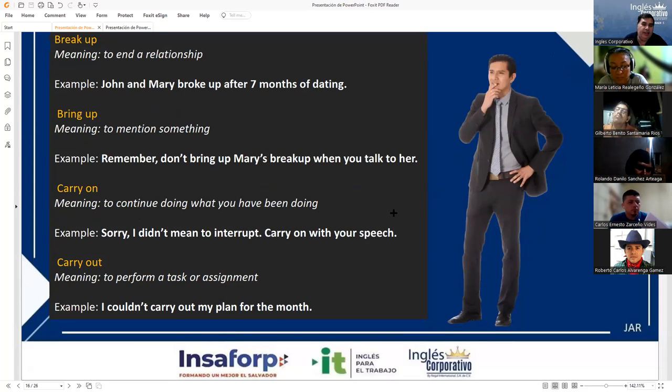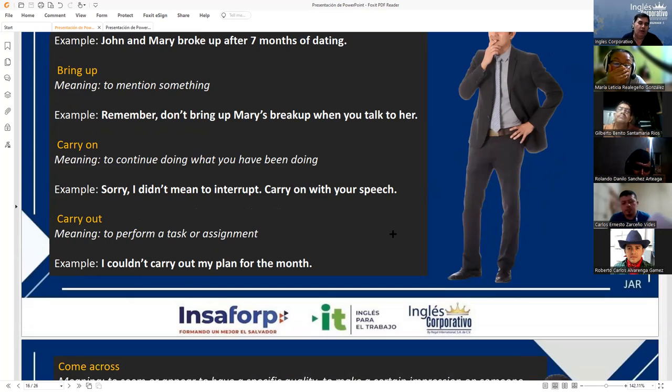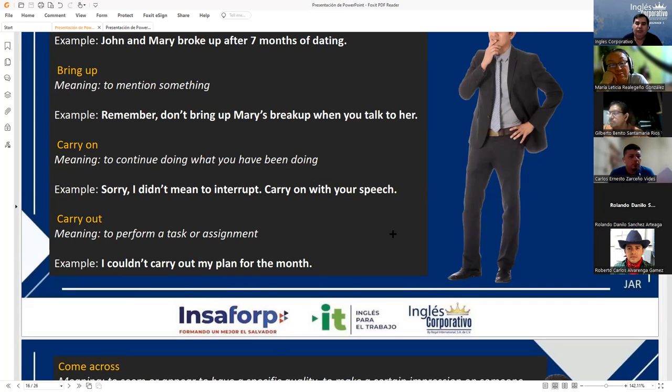Carry on, meaning to continue doing what you have been doing. Example, sorry, I didn't mean to interrupt. Carry on with your speech. Carry out, meaning to perform a task or assignment. I couldn't carry out my plan for the month.